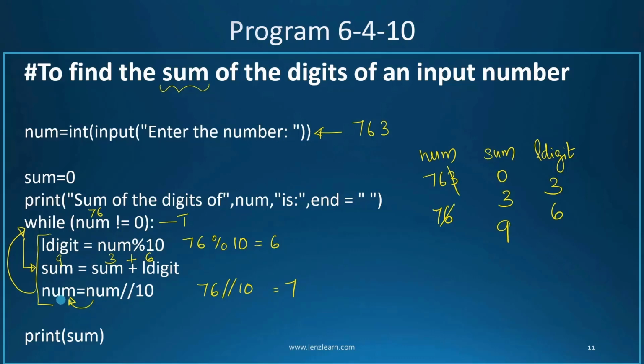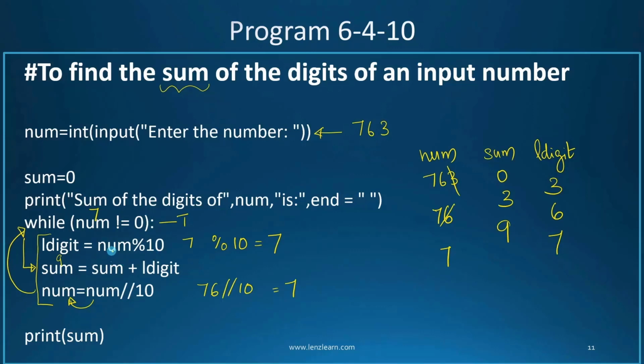So that 7 will be stored into num. So num has value 7. Now I'll again go to the beginning of the while loop. I will check whether 7 not equal to 0. That is true. I will come inside. Now I'll do 7 modulo 10. The result will be 7. That will be stored into L digit. So now L digit has value 7.